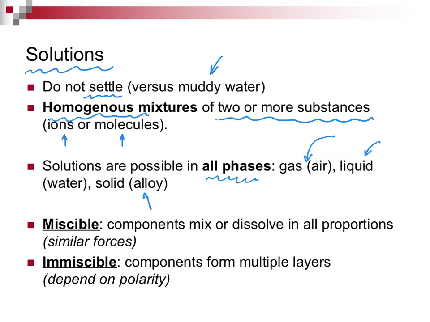So we've got point number 1, point number 2, and then there's point number 3. We're going to use the term miscible. That's where things mix in all proportions, and we'll talk about how you have similar forces to make things miscible. We can also describe things as immiscible. That's where they form multiple layers, kind of like Jell-O. You can make them different layers, but it can be liquids, like Italian salad dressing as it settles. And that's going to depend on polarity.